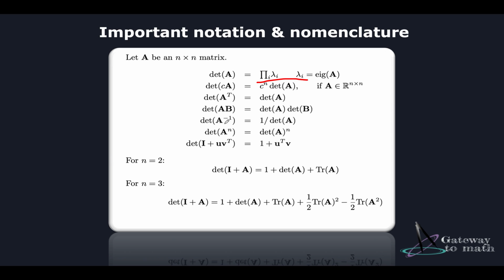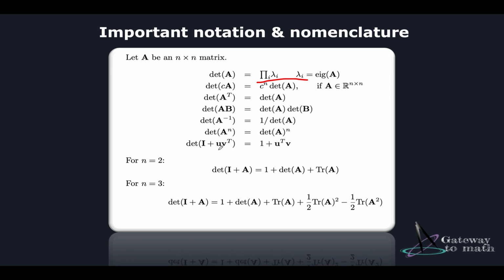Similarly, determinant of A raised to the power of -1, which is inverse of A, equals 1 upon determinant of A. Determinant of A raised to the power of n equals determinant of A. You first find and then take the whole expression to the nth power.